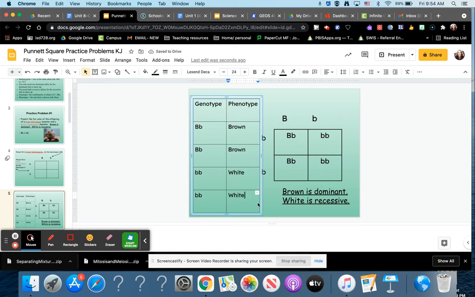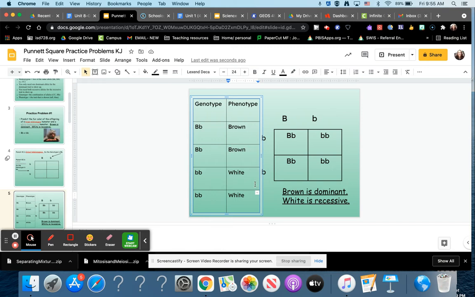So what this tells me then is that of the offspring of these two hamster parents, half of them, or 50%, would have brown fur, and half of them, or 50%, would have white fur. Now, that does not mean that if they have 4 hamster offspring, that two of them are going to be brown fur and 2 of them are going to be white fur.